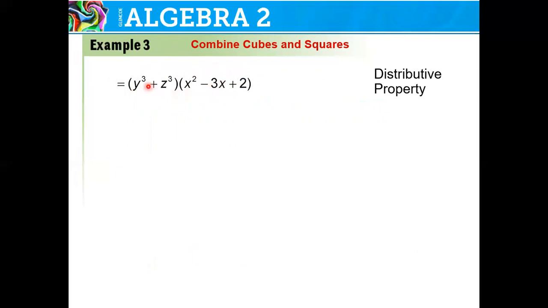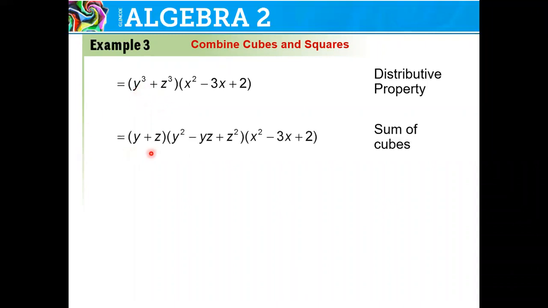So let's take it one by one. y cubed plus z cubed is like a cubed plus b cubed, where a equals y and b is z. So it will be a plus b times a squared minus ab plus b squared. That's right. So factorizing this one will give me y plus z times y squared minus yz plus z squared. These two are prime. Let's go to the third one here.